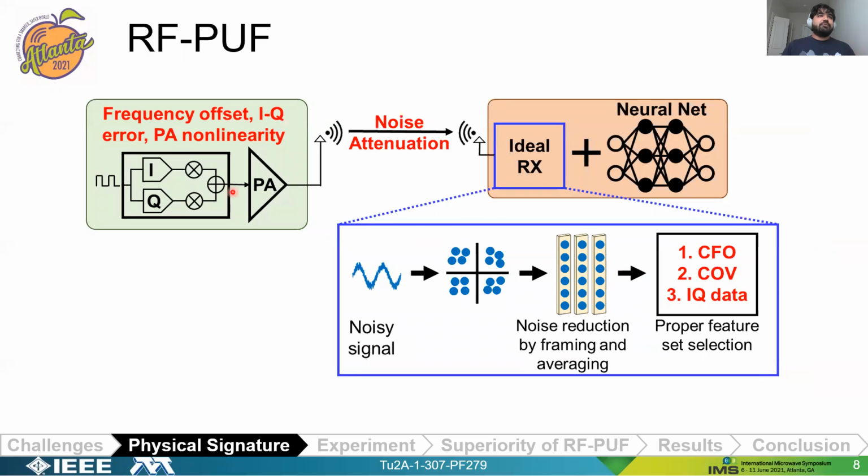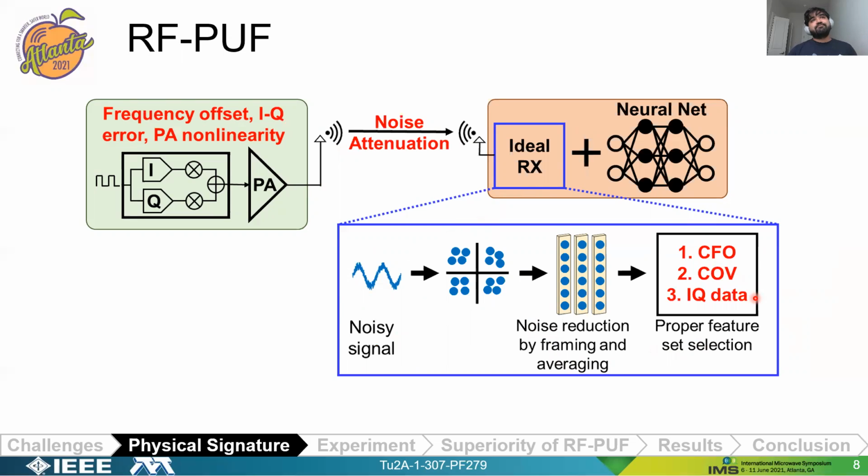Another approach is RF-PUF, where similarly we have this frequency offset, IQ offset, and PA nonlinearities, all those RF nonlinearities in the transmitter. The data is transmitted and received by a receiver. But instead of feeding that raw data to a CNN, what RF-PUF does is it processes the data. So the noisy signal is processed by framing and averaging so that the noise is reduced. And then a proper feature set is selected. So here, CFO or carrier frequency offset and IQ data, which are RF non-idealities, are used.